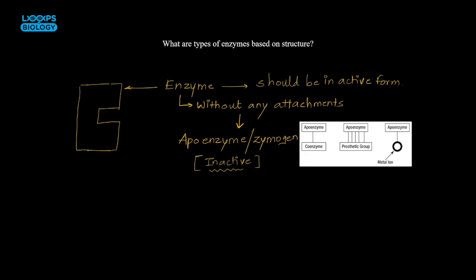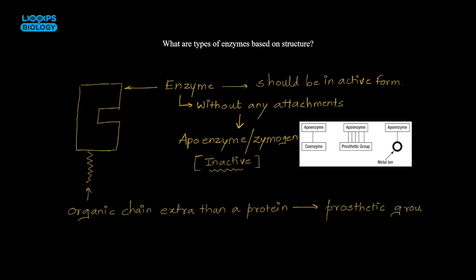Whenever I consider my first attachment, which is an organic carbon chain extra to the protein, this extra part of organic chain, which is non-proteinaceous in nature, is called my prosthetic group. That is one of the important factors attached to the enzyme, due to which the enzyme gets its active nature.